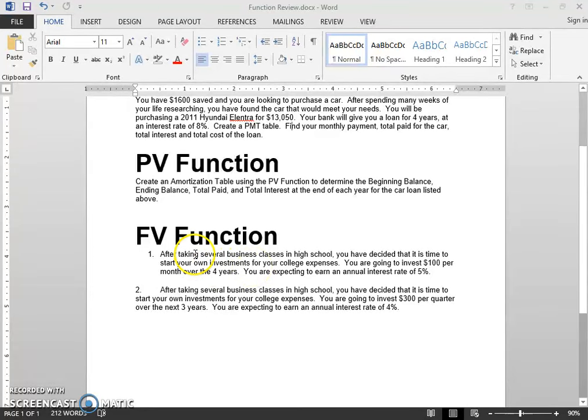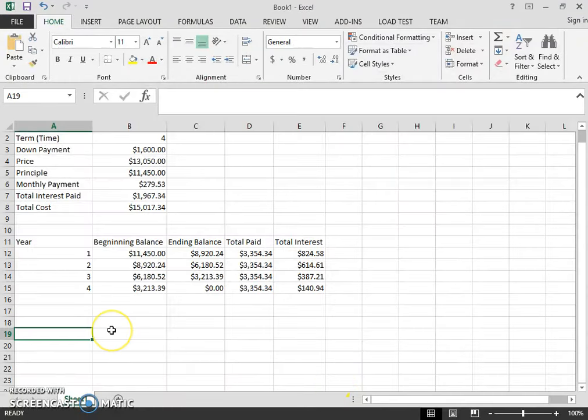Problem number one: after taking several business classes in high school, you have decided that it is time to start your own investments for your college expenses. You are going to invest $100 per month over the next 4 years. You are expecting to earn an annual interest rate of 5%. Looking back in the problem, this is one part that's very important: $100 per month.